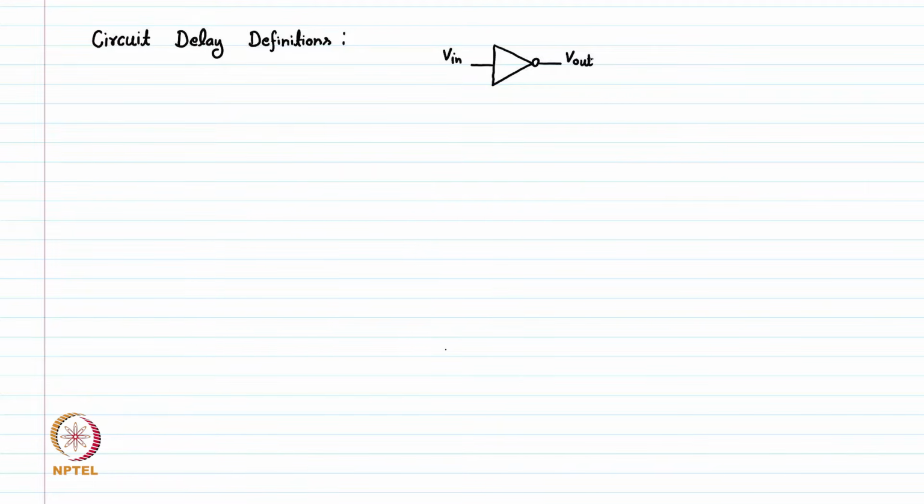Now at this inverter we are applying an input pulse in the time domain. So let us draw the input pulse first. This is the time axis on the x axis and the y axis is V input, in volts, and this is your input waveform.